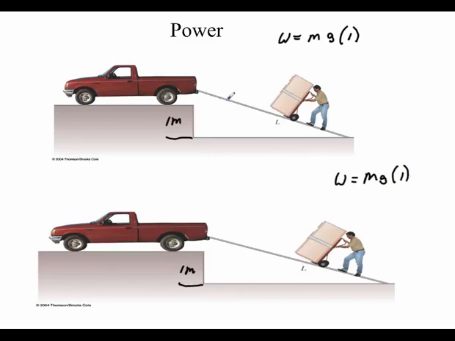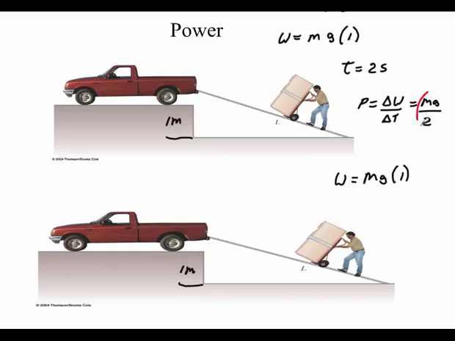But you notice the ramp here is shorter than the ramp here. So the time required for this man to push it up the ramp, since it's a shorter distance, would be 2 seconds. So the power here would be equal to the change in work over the change in time. And that would just be equal to mg times 1 divided by 2, being the time, 2 seconds.